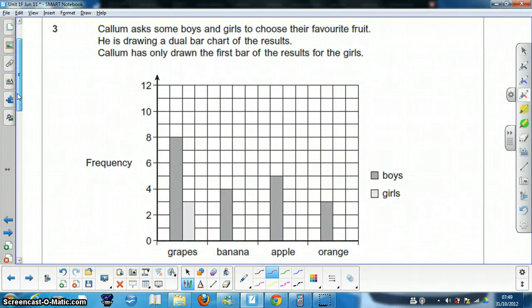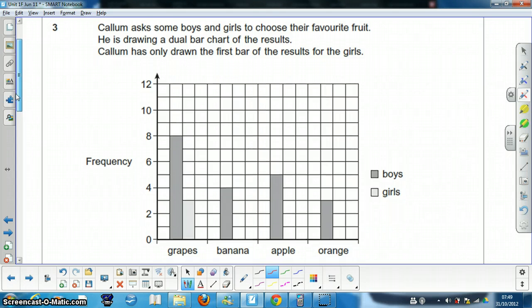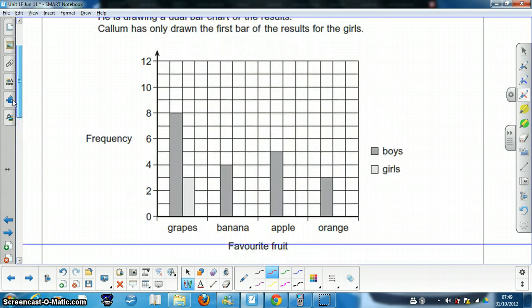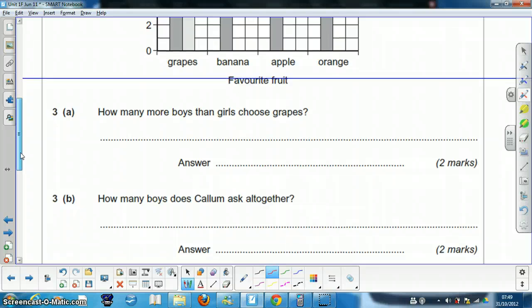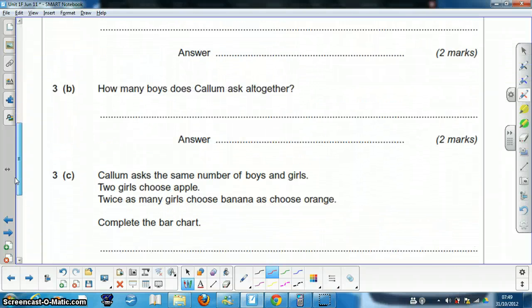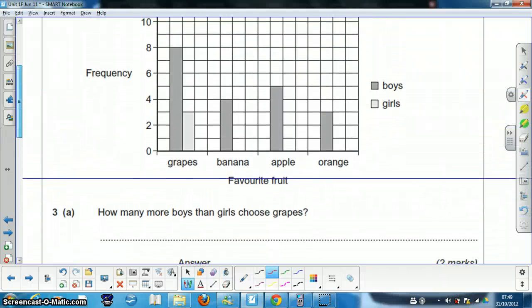Right, now bar charts. Callum asked some boys and girls to choose their favourite fruit. He's drawing a dual bar chart. Callum has only drawn the first bar, the results for the girls. Now, how many more boys than girls choose grapes? So this is us interrogating it.